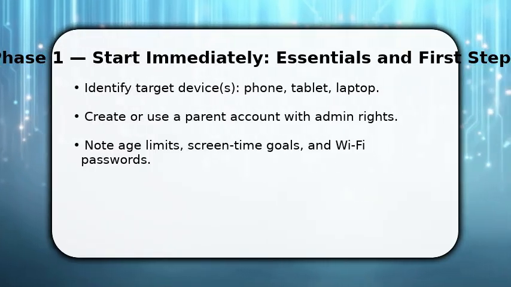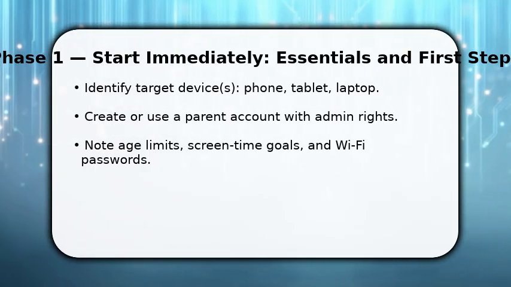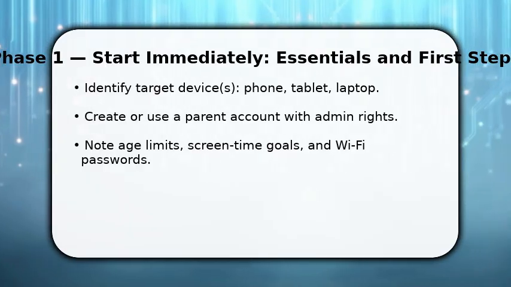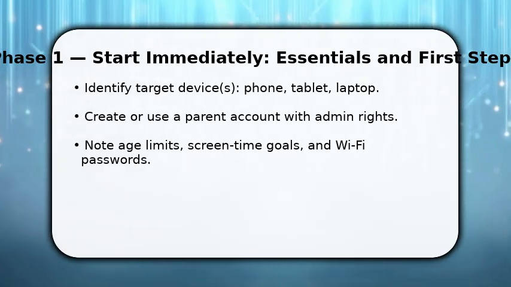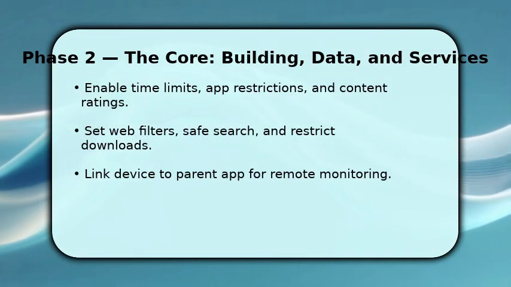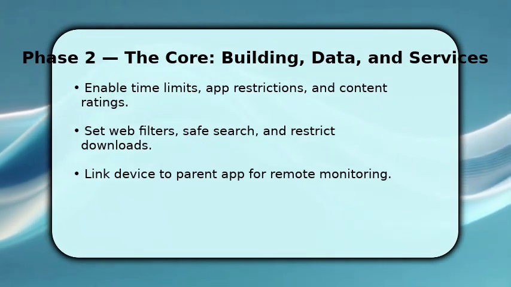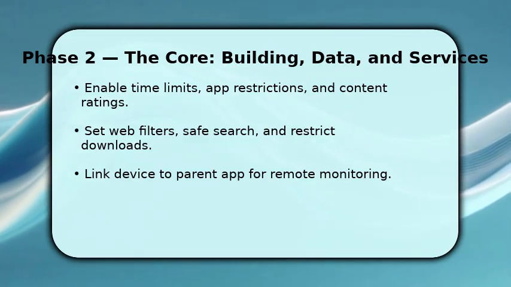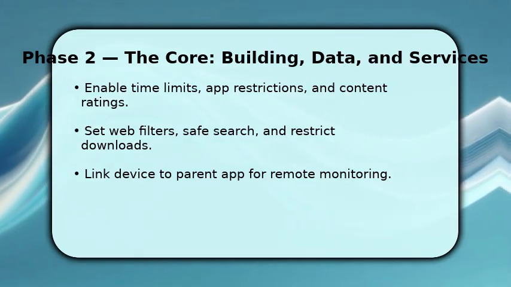Make a quick decision on screen time limits and content ratings now. This guides the rest of the configuration and prevents back and forth during the next steps. Now you configure limits and filters step by step so rules are consistent across apps. First, set daily screen time and bedtime blocks.